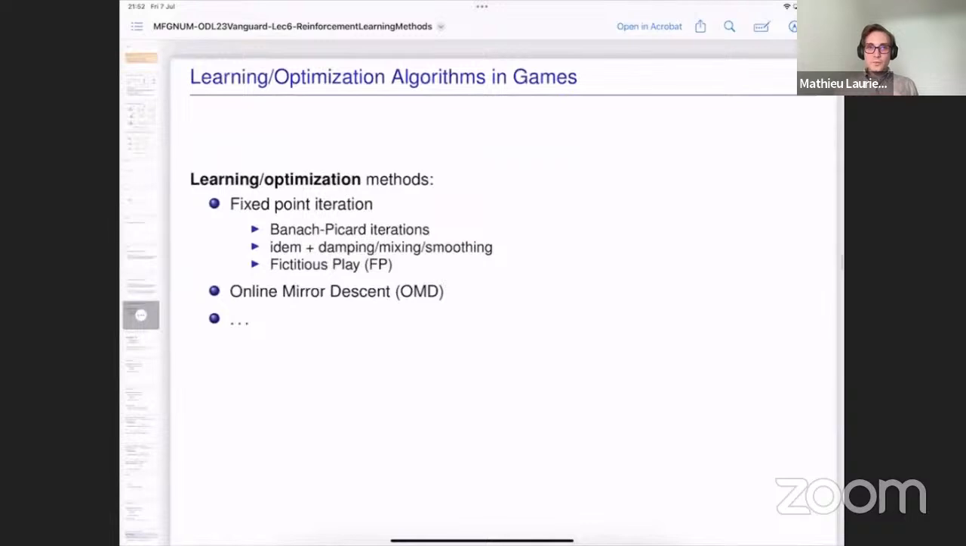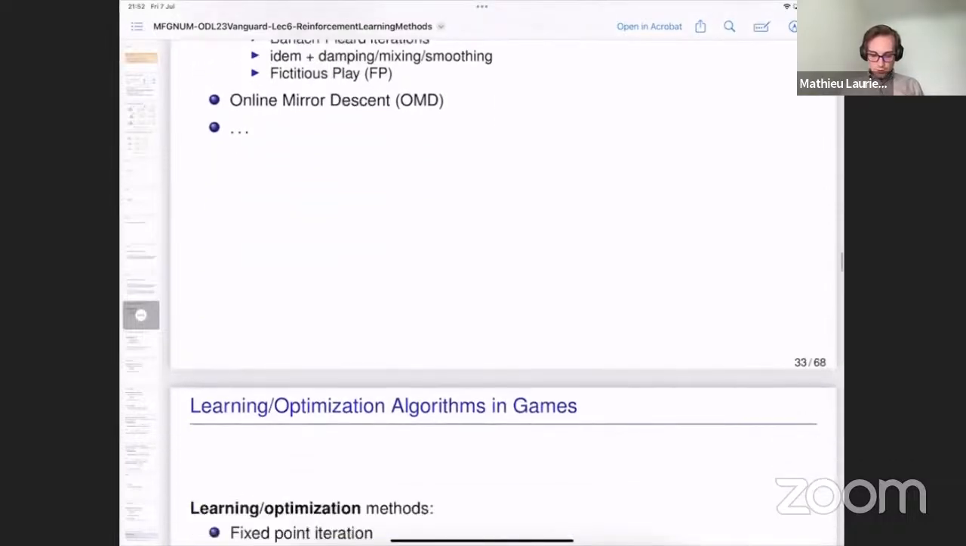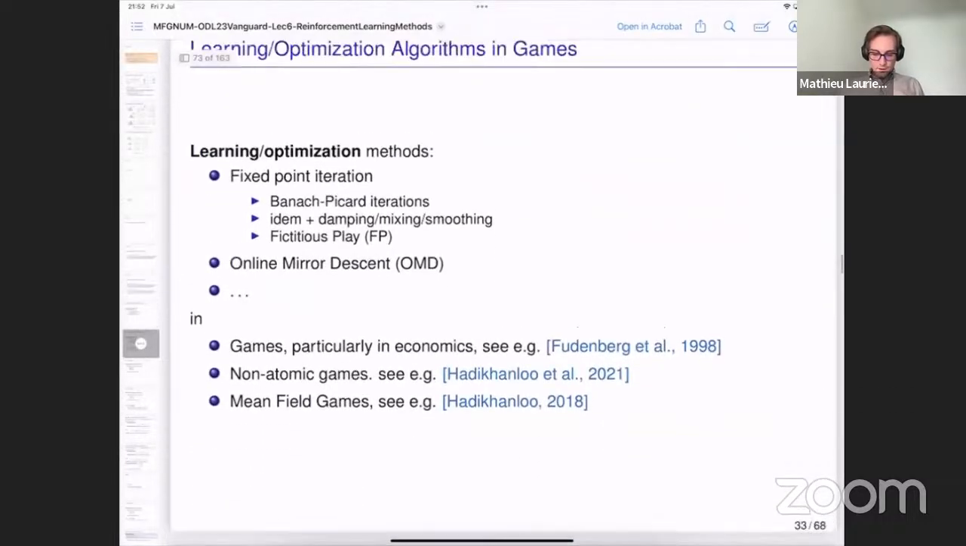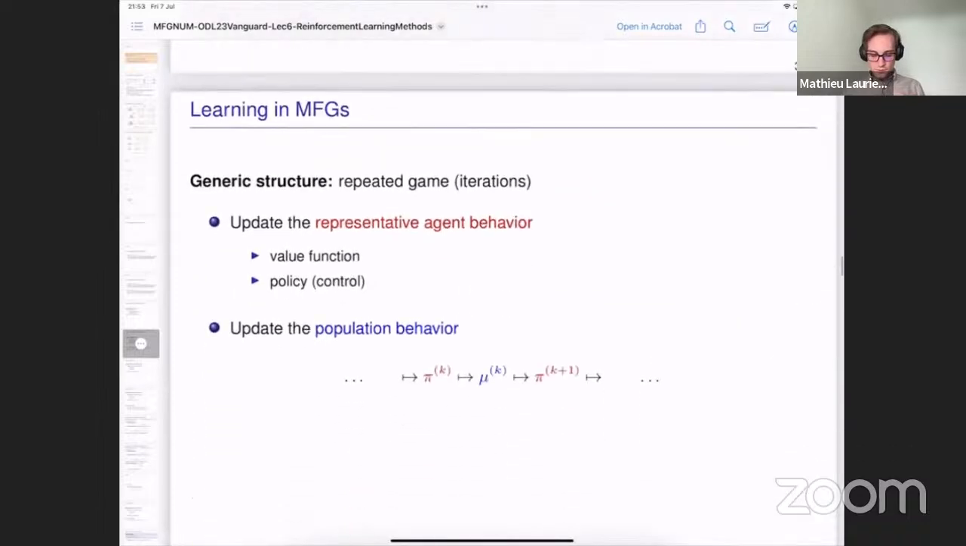So what did we see before in terms of learning and optimization methods? Fixed point, Hannan, mirror descent, and variations. And actually, this is studied a lot in games: finite player games or infinite player games in economics, non-atomic games, and also mean field games in particular. I think starting with the PhD of Hadi Kanlu, at least as far as fictitious play is concerned, fixed point iterations were already used before.